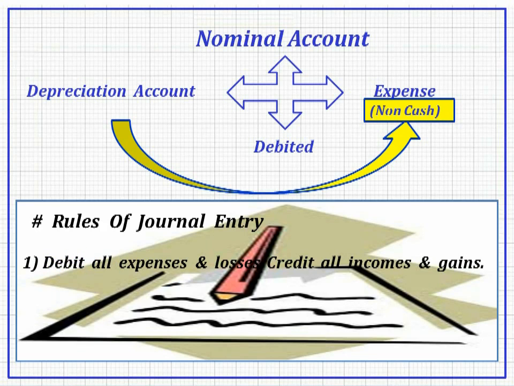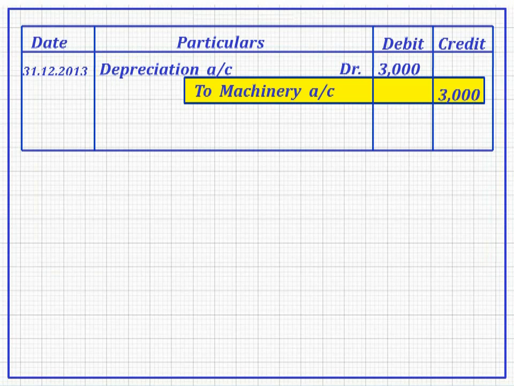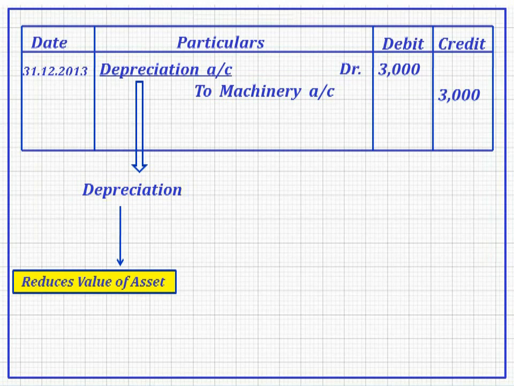And it is always provided on the day of closing. So the depreciation for 1 year is rupees 3000. So we have debited depreciation account rupees 3000. Again, let me remind you, depreciation is a nominal account because it is an expense. Now, to machinery. Machinery account has been credited. What it means? When we provide the depreciation, it reduces the value of our asset. And you know the rule, journal entry rule.